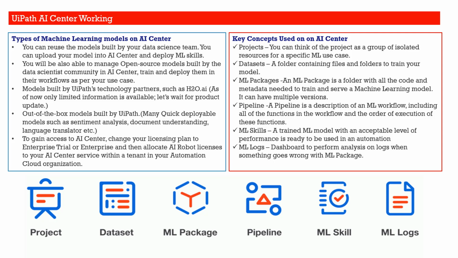Then you have ML skills. An ML skill is nothing but a trained model with an acceptable level of performance, right? So initially we have an ML package and we train that on a different dataset. And once it achieves a certain level of accuracy, we name it an ML skill.